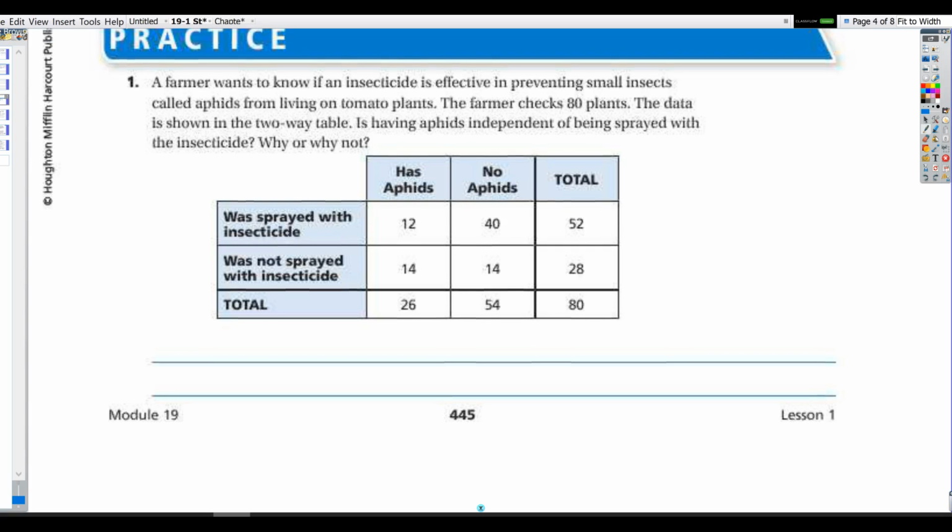So when you have bugs on your plants, you know, farmers spray with insecticides, right? So you would think that the probability for aphids are little bugs.